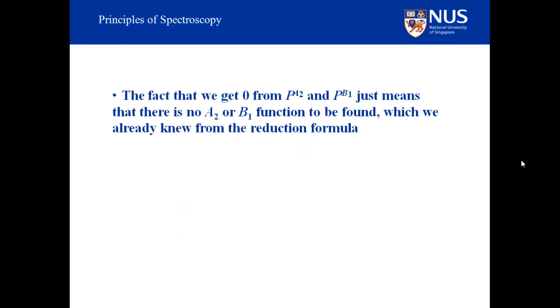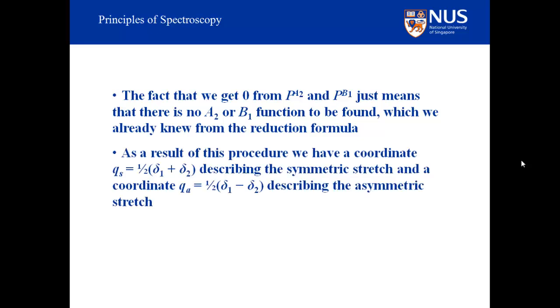To repeat, the fact that we get 0 when we try to project out a combination of our basis functions with A2 symmetry and a combination of our basis functions with B1 symmetry just means there is no A2 or B1 function that can be found, which we already knew from the reduction formula. As a result of this process, we have a coordinate which we'll label QS, which is equal to 1/2 of delta 1 plus delta 2, and this describes a symmetric stretch. And we also have a coordinate QA, which is equal to 1/2 delta 1 minus delta 2, and this describes the asymmetric stretch.